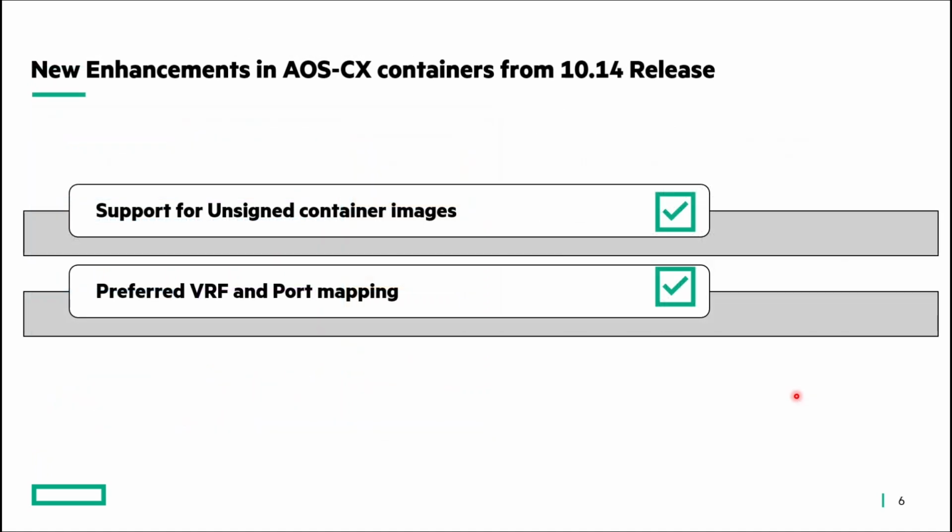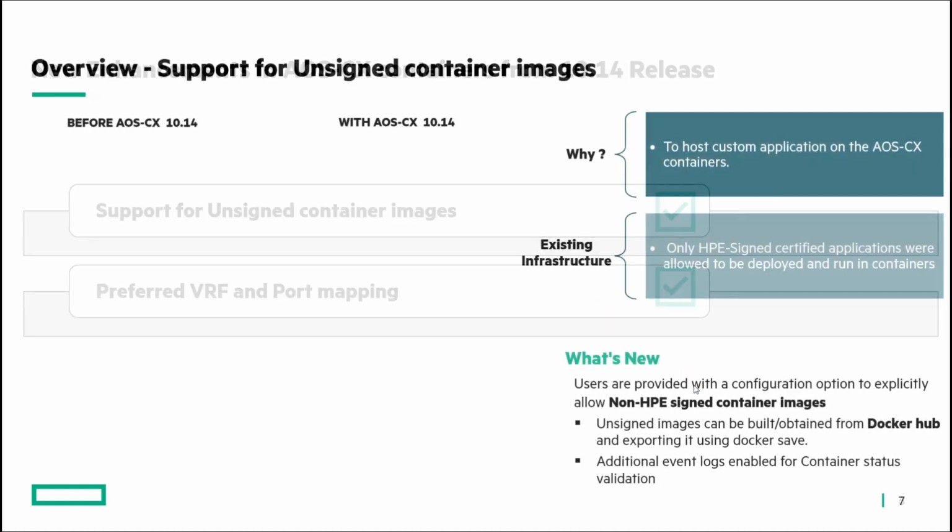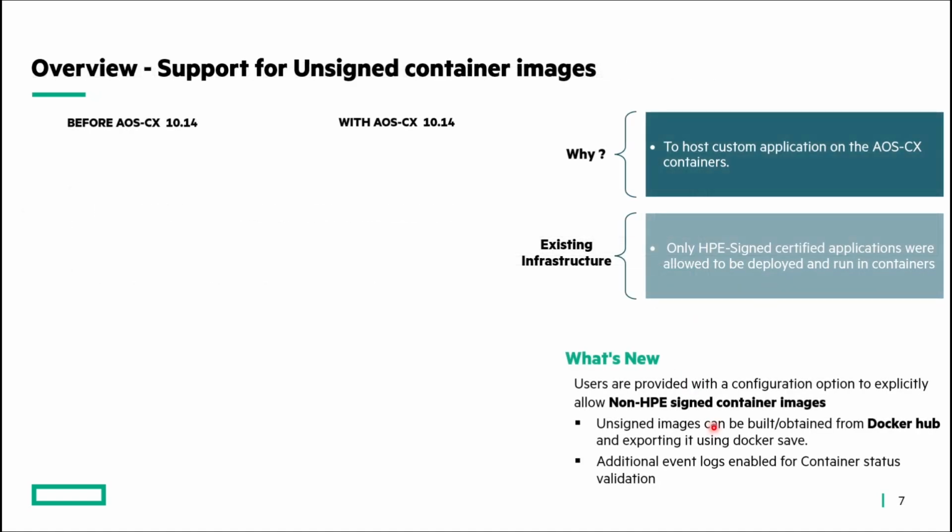So we have two enhancements as a part of the AOS-CX 10.14 release that we will be deep diving into in this session. So the first is support for unsigned container images in AOS-CX. The next one is preferred VRF and port mapping. So we must understand why this enhancement is essential. So for that, we'll look at an overview of the container environment before 10.14 and also with 10.14.